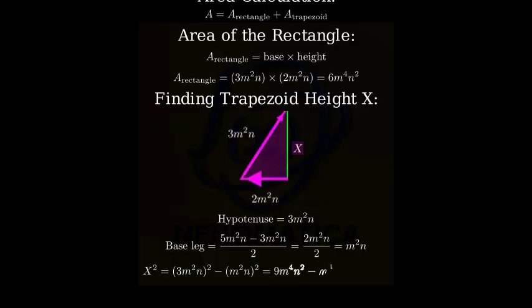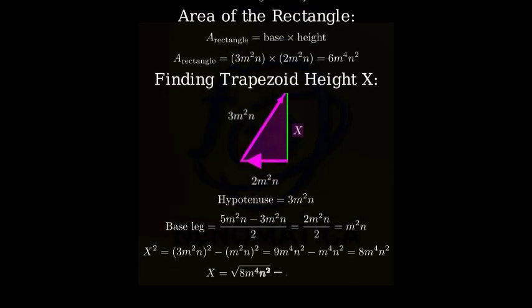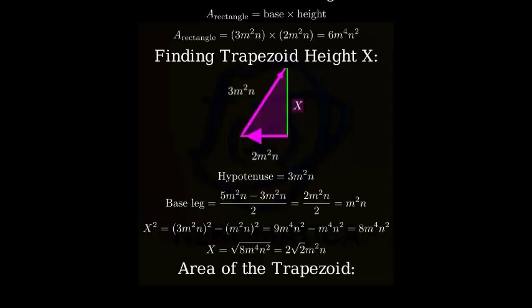Using the Pythagorean theorem, x squared equals the hypotenuse squared minus the base leg squared. 9m to the fourth power n squared minus m to the fourth power n squared, which equals 8m to the fourth power n squared. Taking the square root, we get x equals 2 root 2 m squared n. Now, we can find the area of the trapezoid.